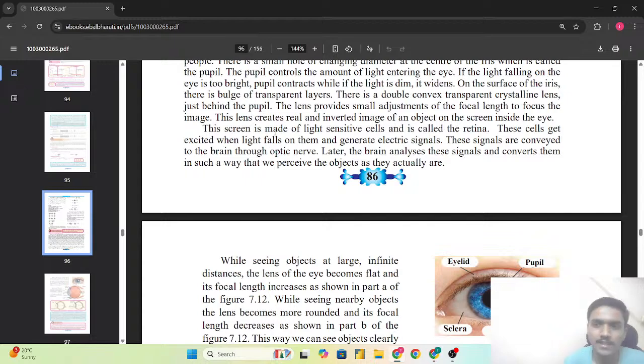These cells get excited when light falls on them and generate electric signals. These signals are conveyed to the brain through the optic nerve. Later, the brain analyzes these signals and converts them in such a way that we perceive the objects as they actually are. That means whatever light rays come and the image that is formed is real and inverted on the retina. But this is an inverted image, but when we see with our eyes, we are able to see all the objects as they actually are.